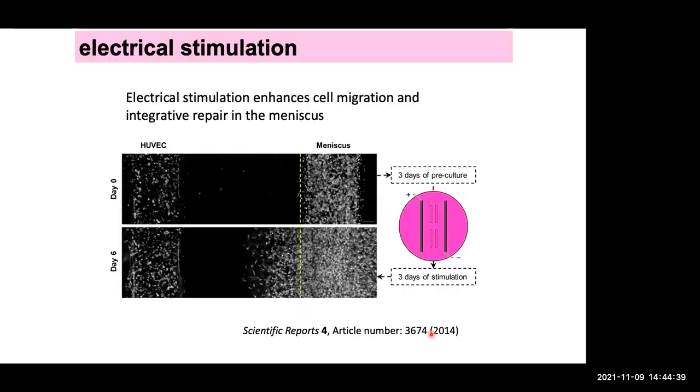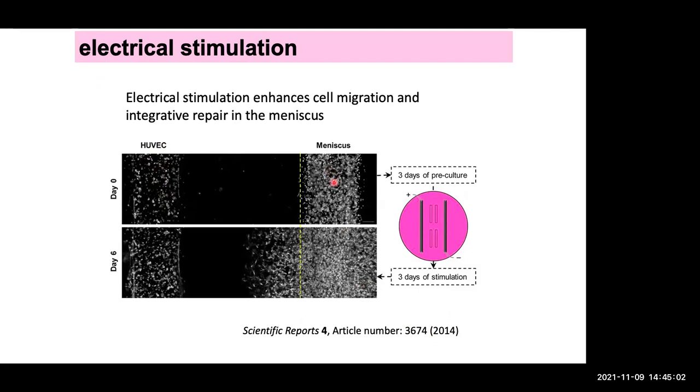Another thing that people are using is electrical signals, and they claim that it helps cell migration. Go to the black photo first. So this is human umbilical epithelial cord. So it's epithelial cells from the umbilical cord. It stays like this. And here is the meniscus cells.